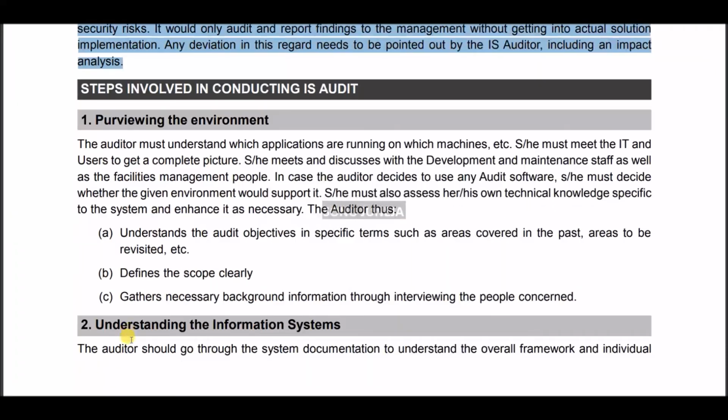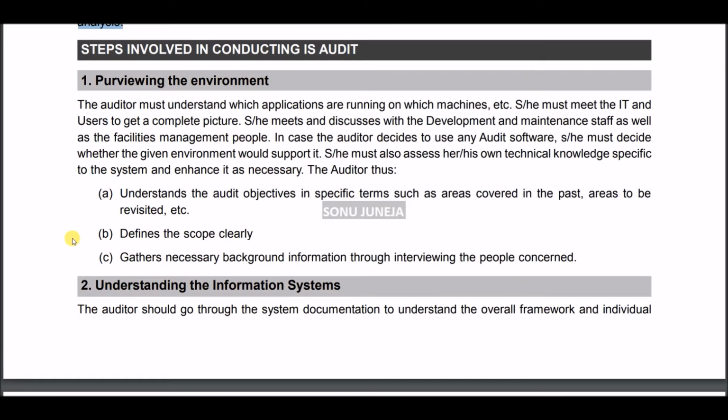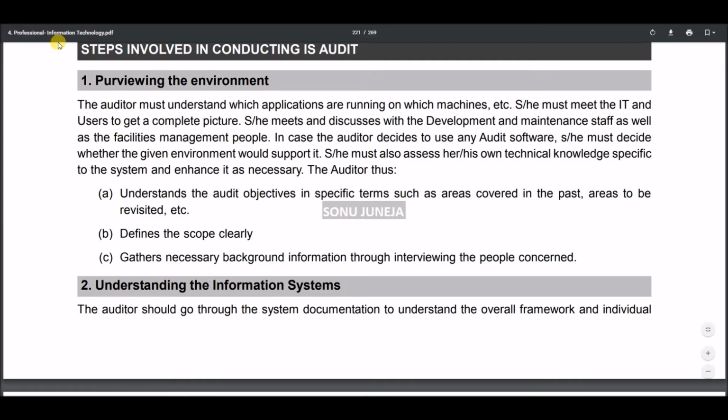Now, the steps involved in conducting an information audit. The first one is previewing the environment. The auditor must understand which applications are running on which machines. He or she must meet the IT users to get a complete picture, and meets the department, the development and maintenance staff as well as the facility management.